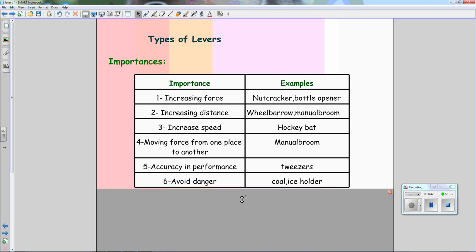Avoiding danger. Importance number 6. Can we hold coal with our naked hands for a long time? No, we can't. So that's why we use levers like a coal holder or ice holder to avoid danger. So these are the 6 importances of levers: increase in force, increase in distance, increase in speed, moving force from one place to another, accuracy in performance, and avoiding dangers.